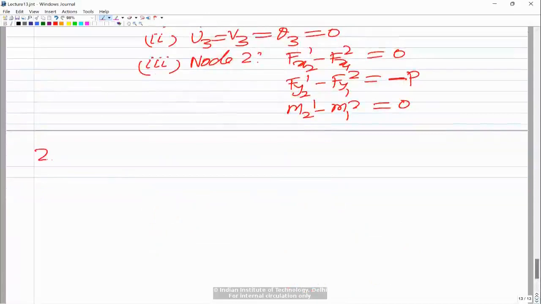Now the second problem is a little more complicated, a frame problem. So let us say we have this kind of a frame structure.